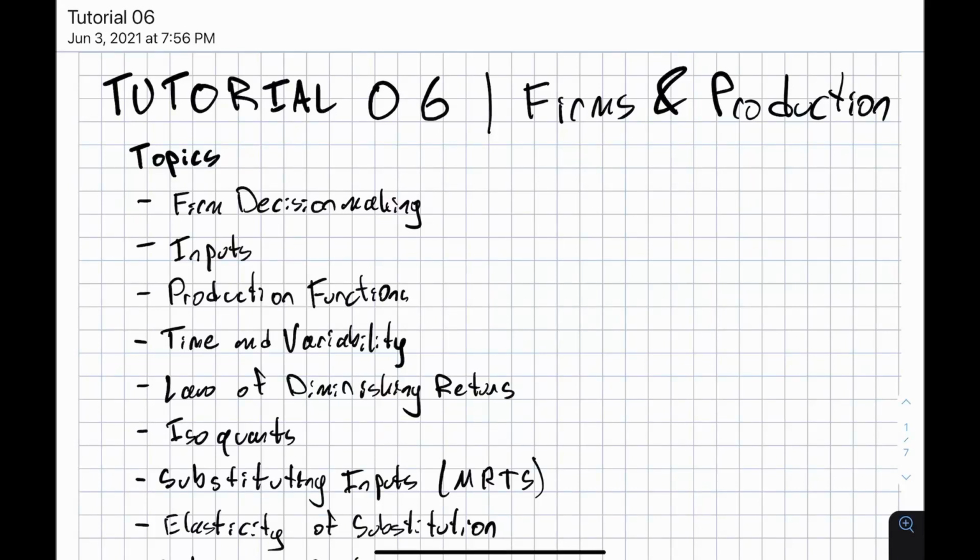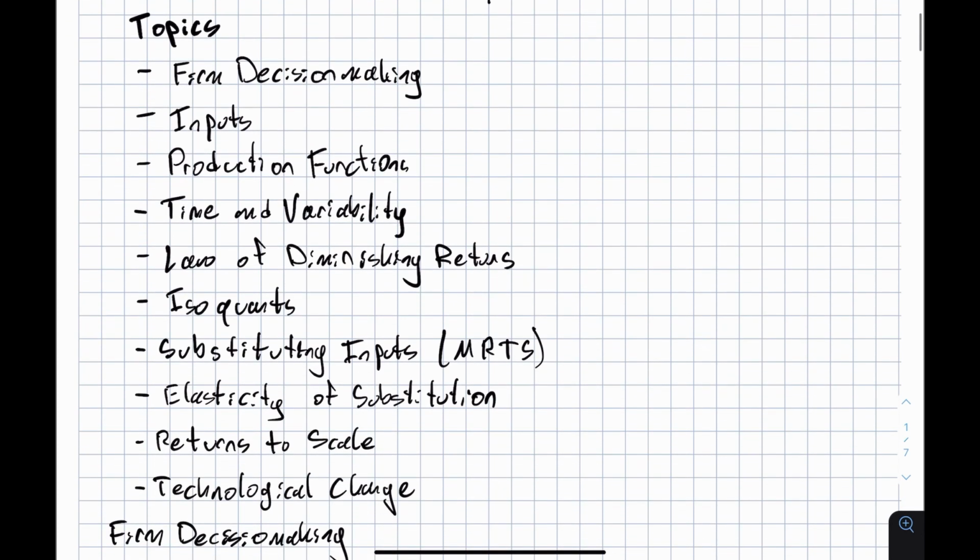All right, welcome to tutorial 6. We're going to talk about firms and production here. So we're just going to walk through the main topics and then get into the details. So first we're going to start with just a general overview of how we model firms' decision making.